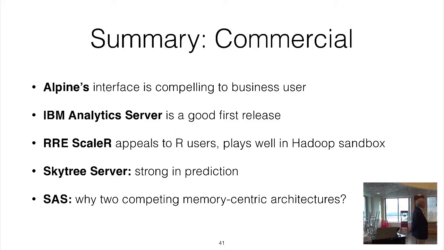Skytree Server does have some pretty good algorithms. Hard to tell. Unless they do some more with things like graph engines, which maybe they'll buy somebody. They do have a nice chunk of capital to work with. Haven't seen any results in terms of customers, but maybe they're just quiet about them. And finally, again, SAS has so much money that eventually they'll figure this stuff out. But again, why two competing in-memory architectures? If I were a customer, I'd be asking, which one are you guys actually going to bet on eventually?